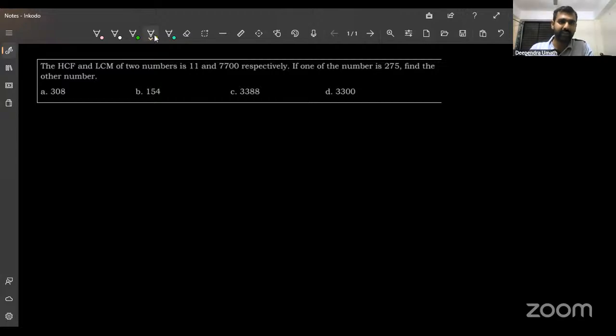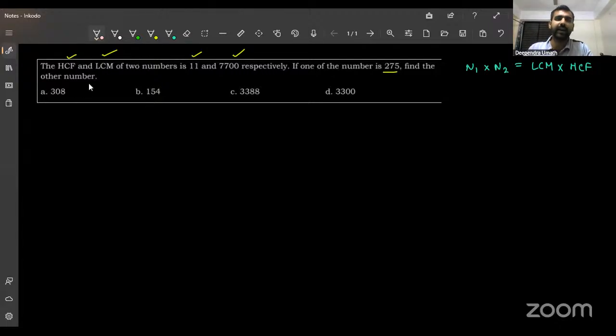So the question number 1 for the day says that the HCF and LCM of two numbers is 11 and 7700 respectively. Good evening, everyone. Now, it says if one of the numbers is 275, find the other number. Please understand, there is a property which is true for two numbers. If the first number is n1 and the second number is n2, then their product is always equal to the product of their LCM and HCF. Always remember this as a standard formula, which is true for two numbers. I repeat, this is true for two numbers only. Whenever you have two numbers, their product is always equal to the product of their LCM and HCF.